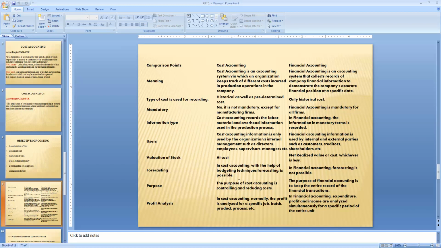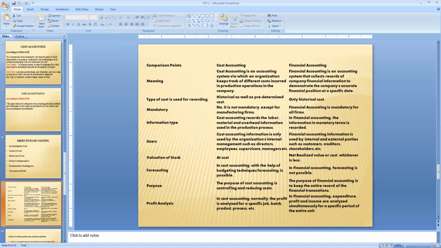And cost accounting helps to prepare budgeting techniques, right? Forecasting can also be done. But in financial accounting, forecasting is not possible, because whatever the actuals are, with the help of that only we prepare the P&L account and the balance sheet. But in cost accounting, before incurring some expenses, estimated figures are considered, not the actual figures. That is the difference we see between cost and financial accounting.